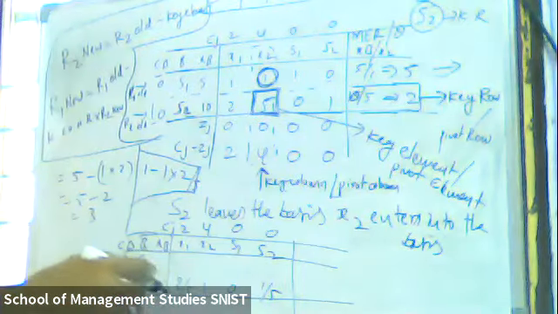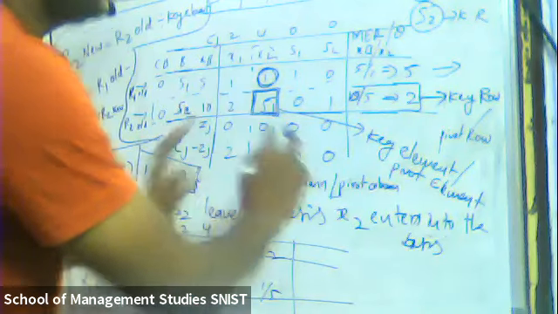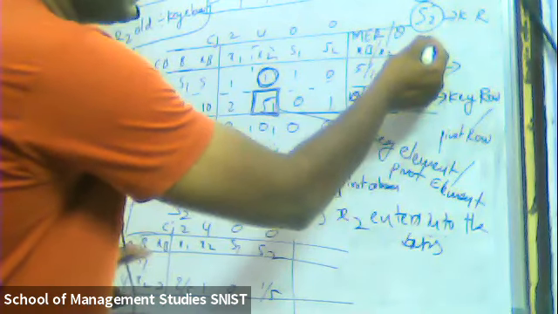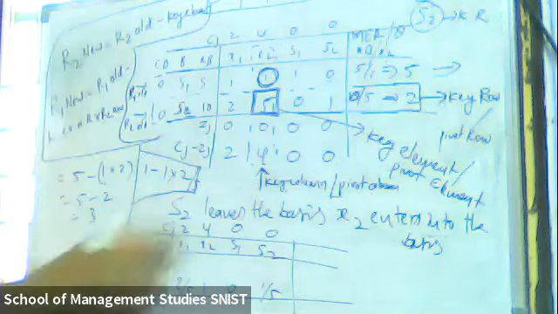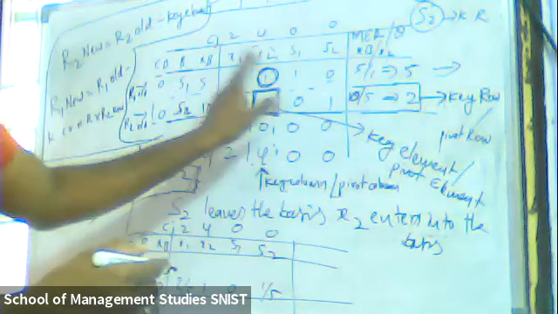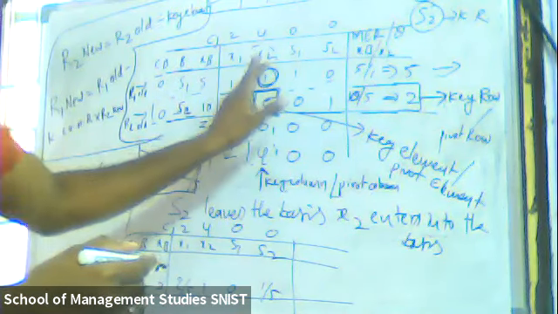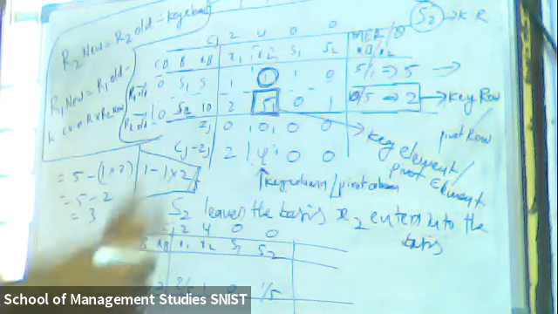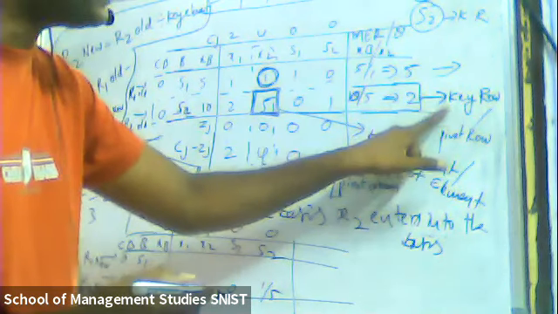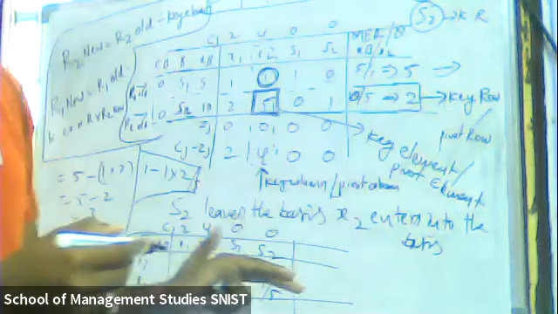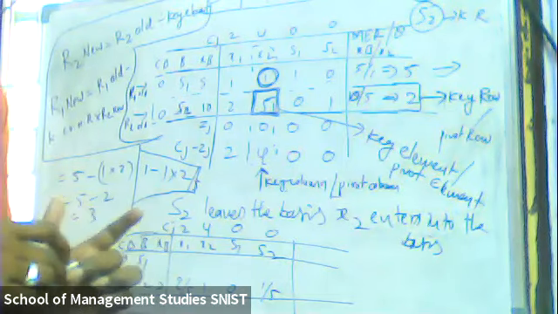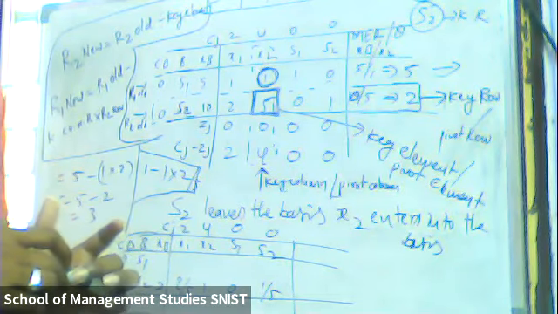Now, based on these rows and columns, I am writing S2 leaves the basis, X2 enters the basis. So the key column is the one that enters the basis, and the key row is the one that leaves. I think you got it. Still confused.